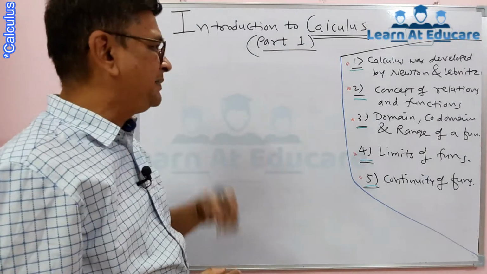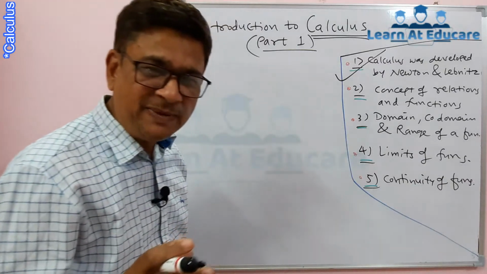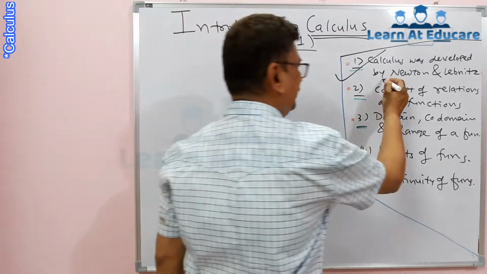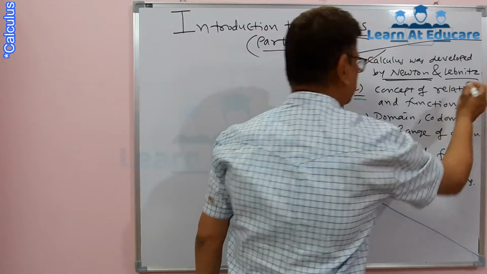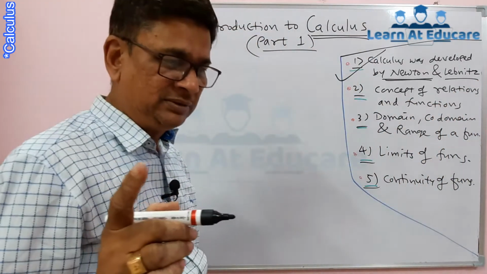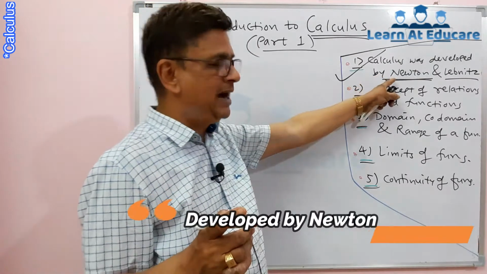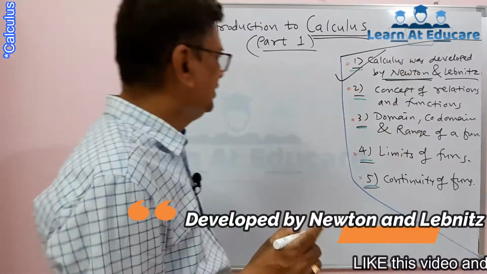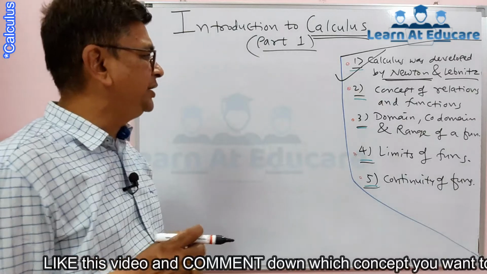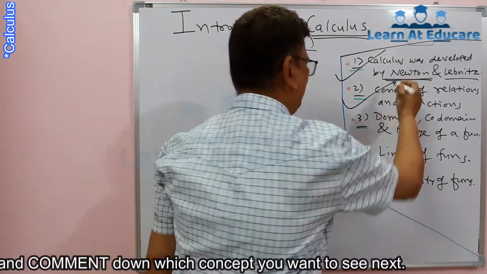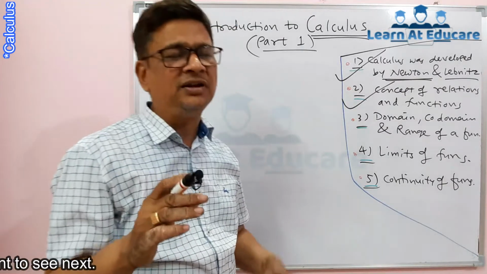This branch of mathematics was developed by the great scientist as well as mathematician Sir Isaac Newton and another mathematician, Leibniz. So who developed the mathematics branch calculus? That is nothing but Newton and Leibniz. Then in this calculus, what are the topics that are mainly studied? The first one is called the concept of relations and functions. Generally calculus starts after the 10th standard.